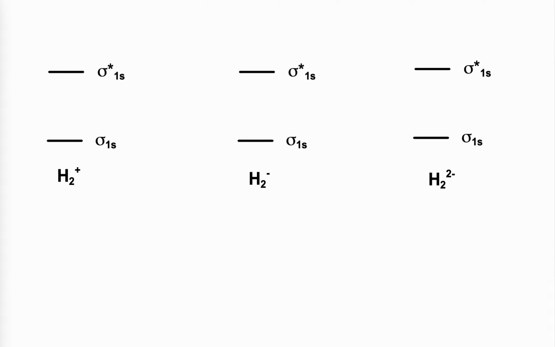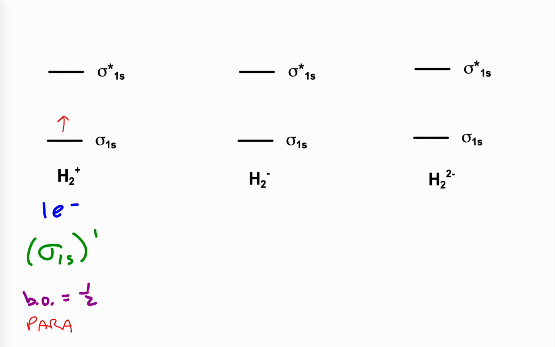So let's begin. With H2 plus, we have only 1 electron, so we will place that in the sigma 1s bonding molecular orbital. We'll write the electron configuration as sigma 1s 1. That gives us a bond order of 1/2, and we would predict that that would be paramagnetic because it has an unpaired electron.